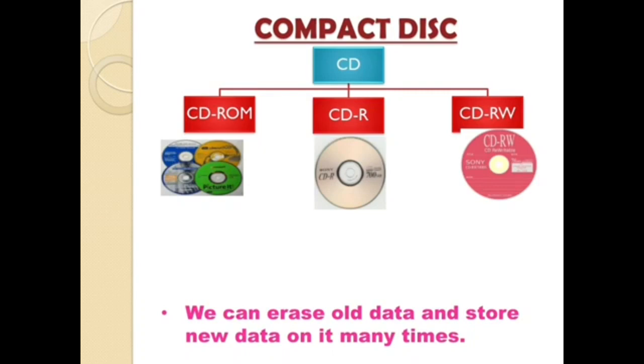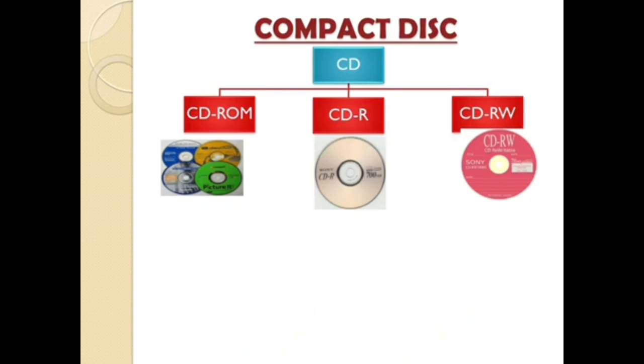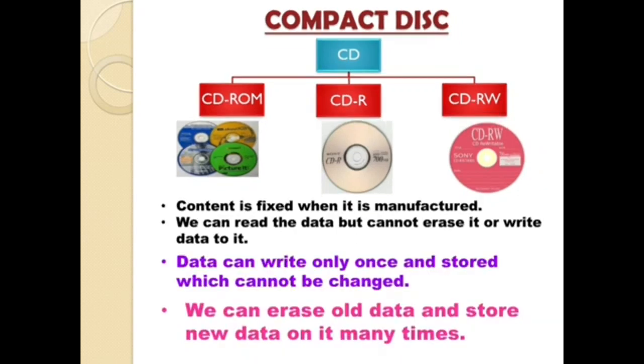So compact disk, CD means compact disk. It has three types: CD-ROM, CD-R and CD-RW. So here, the first one, ROM means content is fixed when it is manufactured. We can read the data but cannot erase it or write data to it.